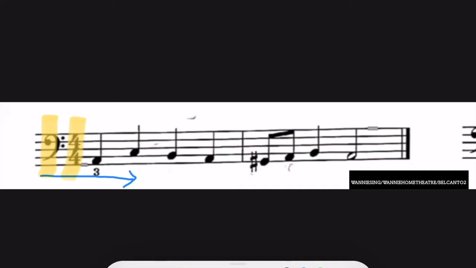The next thing we see here is the time signature. You see the number 4 and 4 here. The number 4 on the top stands for 4 beats in a measure, and the 4 at the bottom means the quarter note gets 1 beat.